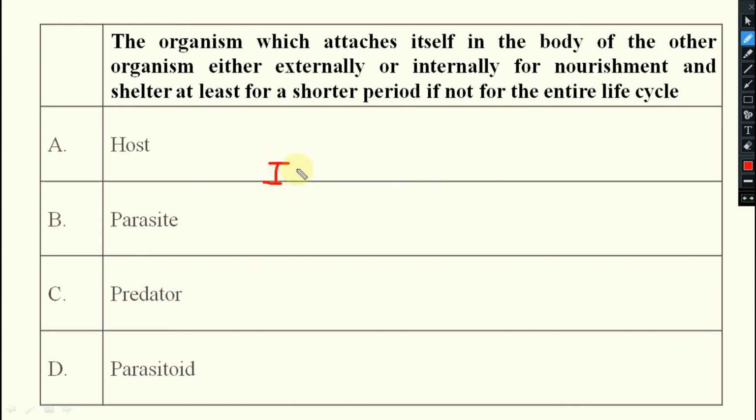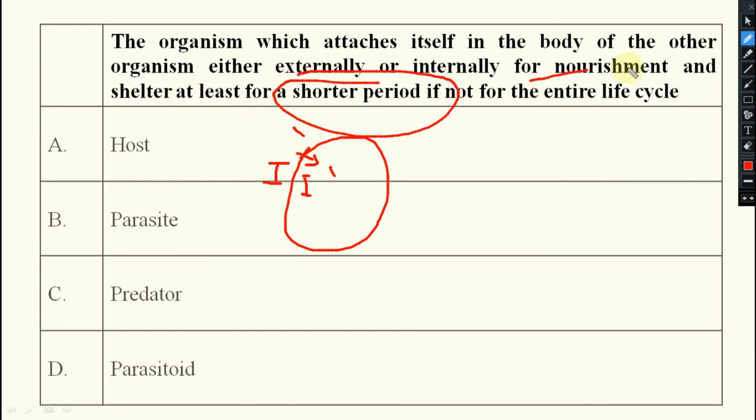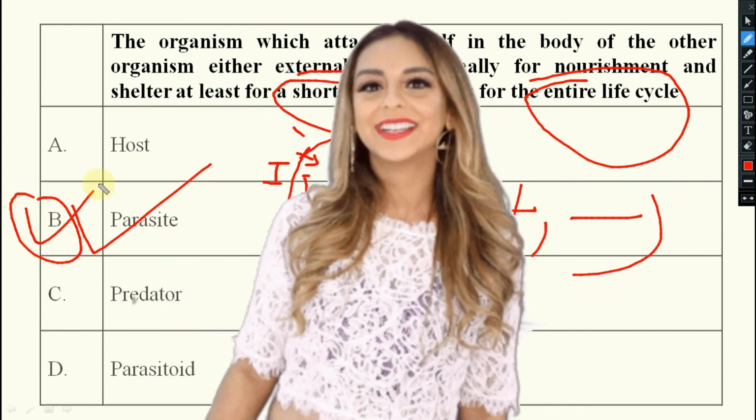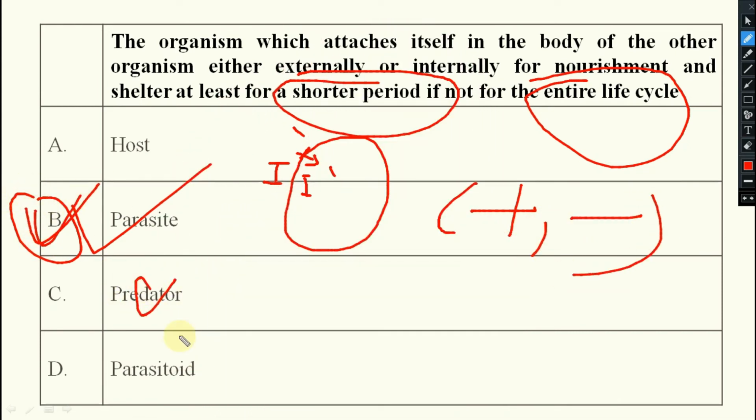The organism which attaches itself to the body of another organism, that means one insect is attaching to another insect or any other organism, either inside or outside, for nourishment, to get food and shelter, at least for a shorter period of lifetime or the entire life cycle. That means it is known as a parasite, yes or no. It will be positive and negative. It will be known as a parasite.